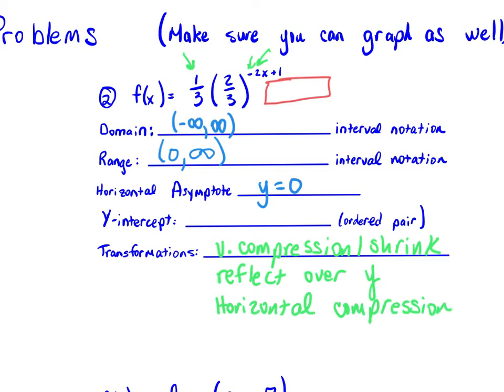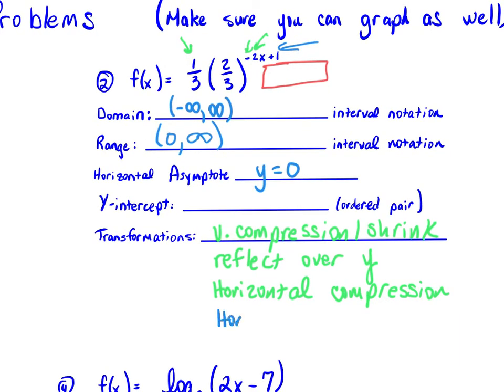And then if I have +1, again, that's with the exponent, it's with the x, so you would think it goes right 1, but it actually goes left 1. So we'll say horizontal shift, and we're going to go left 1.